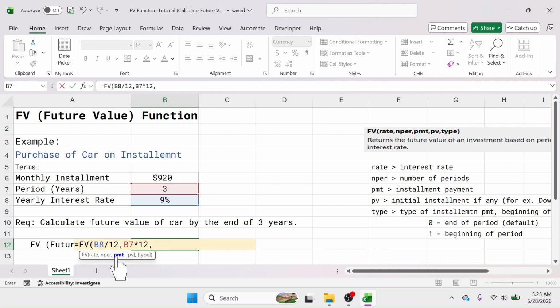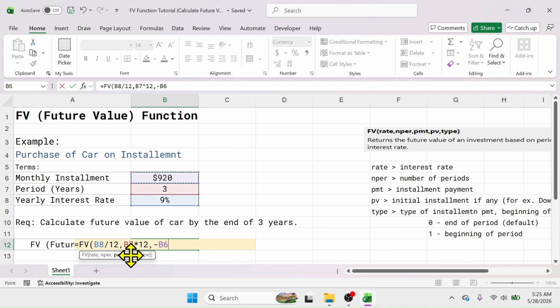And here in the PMT, we have to put the monthly installment. While putting the monthly installment, put it as a negative number, because this is an outgoing payment. So to make it negative, put a minus symbol here, then click on this monthly installment payment.